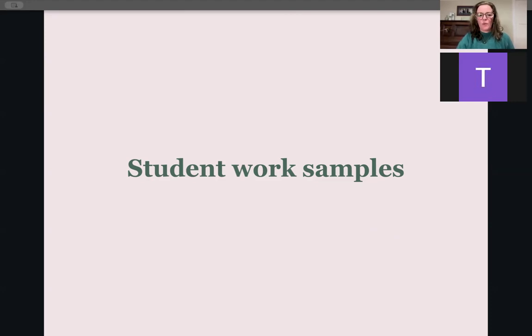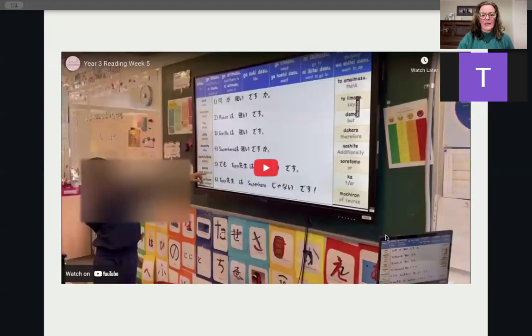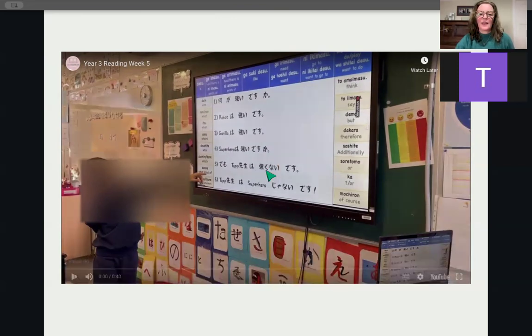So a couple of student work samples I wanted to share with you: this is grade 3 and this is week 5. As I said, they read and they reread each week, and I just love this. I love how the class is helping him out too. He's reading really well, and the bits that he stumbles on, he knows the meaning, and the rest of the class jumps in and helps him.